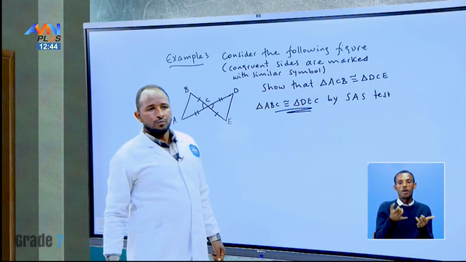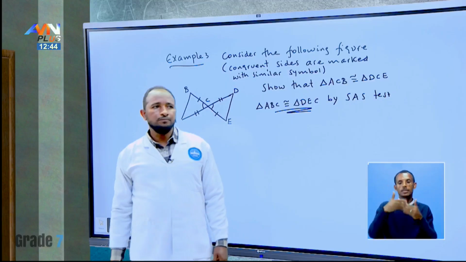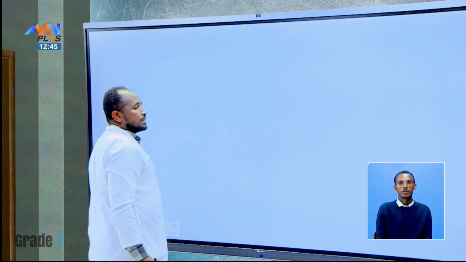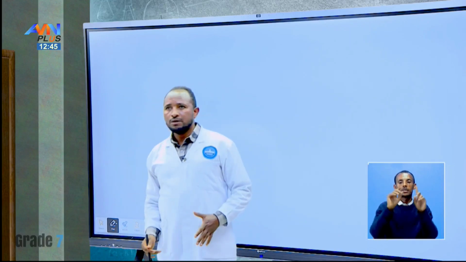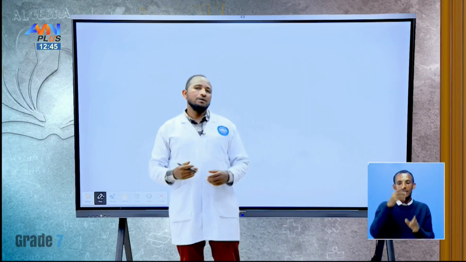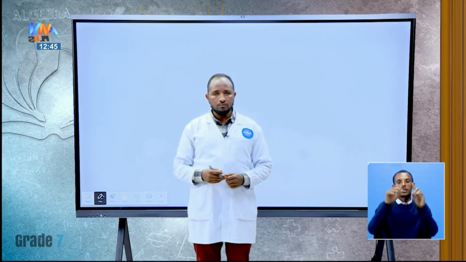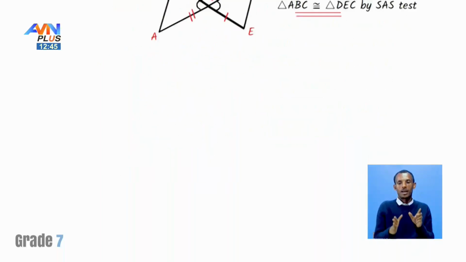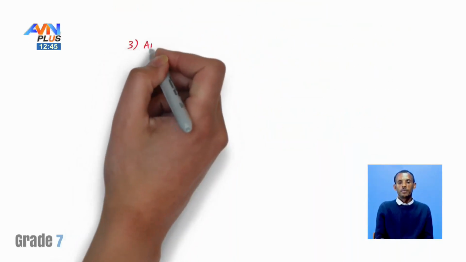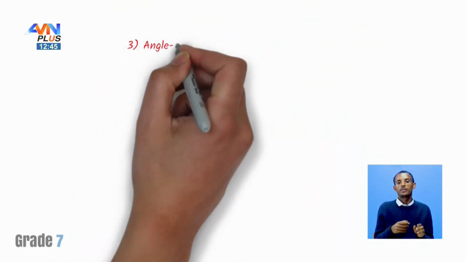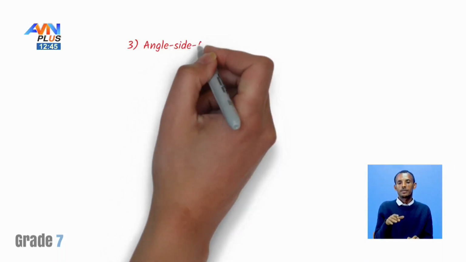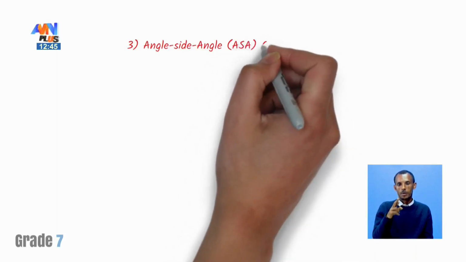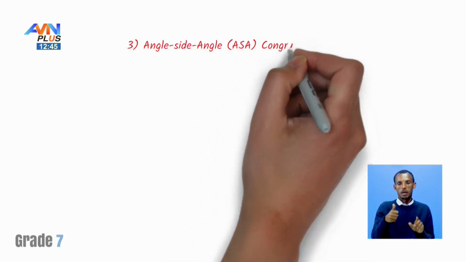Now we'll proceed to the next section. The next congruency test is angle side angle congruency test. Now let's see this test together. The third one: angle side angle, or angle side angle congruency test.